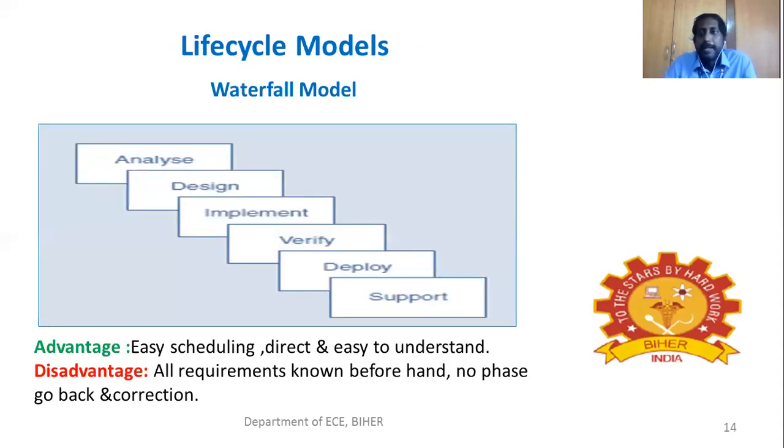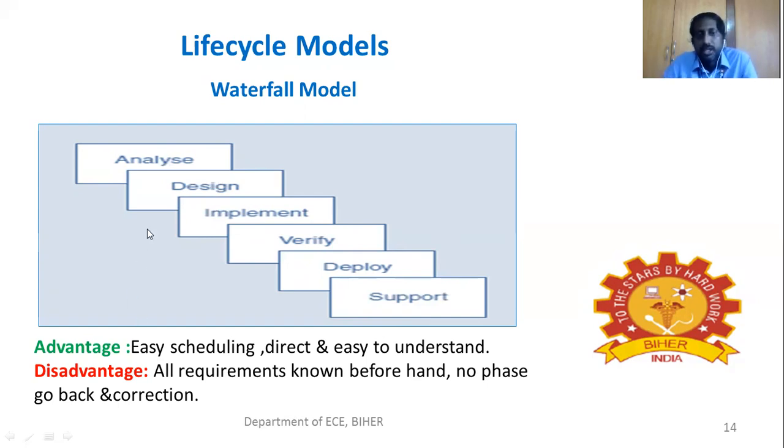So these are the various life cycle models involved in embedded system life cycle models. So the waterfall model, you can see like this. The first step is analyze, the second step is design, and the third one implement, verify, deploy, and support. Each unit we already discussed: what is analyze, what are the things we are going to design, what is involved with the implementation, what is verification, what is deployment, what is support or upgradation, and then maintenance. Everything we already discussed. So now we go for the advantages of this one.